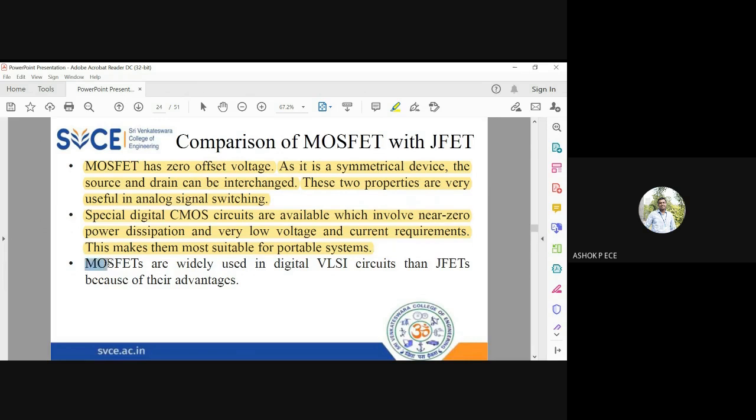And MOSFETs are widely used in digital VLSI circuits more than JFETs because MOSFETs have zero offset voltage, so they are predominantly preferred over JFET in your digital VLSI.